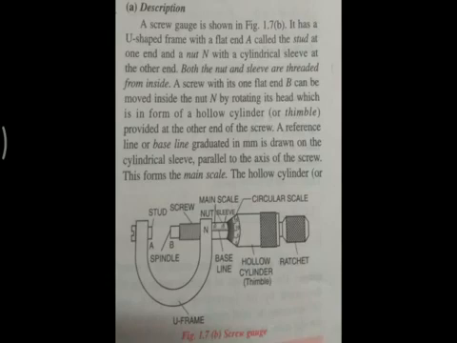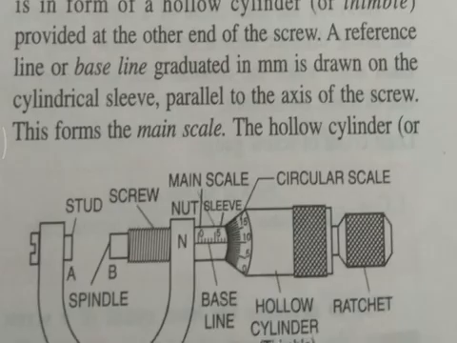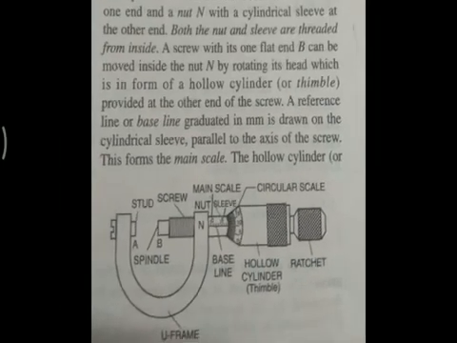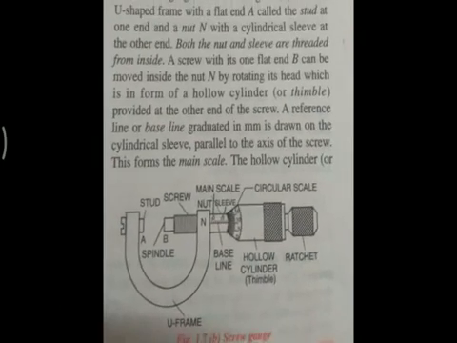Your sleeve has the graduation over there, and this is called your main scale reading. Further, this hollow cylinder has the circular scale, which is a circular head, and it is also graduated with a number of divisions. Your main scale is in millimeters, and based upon the number of divisions on the circular head, you will calculate the least count. With the help of the circular scale, you calculate the circular scale reading.